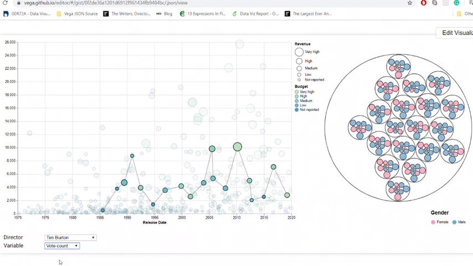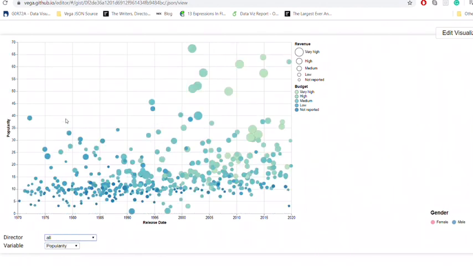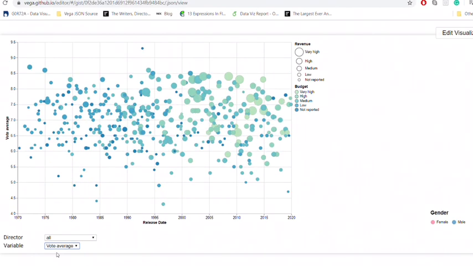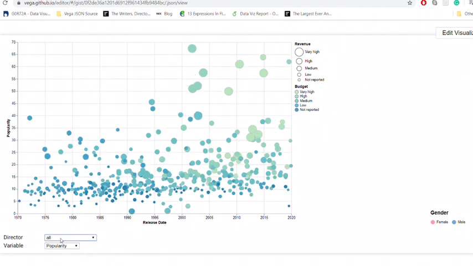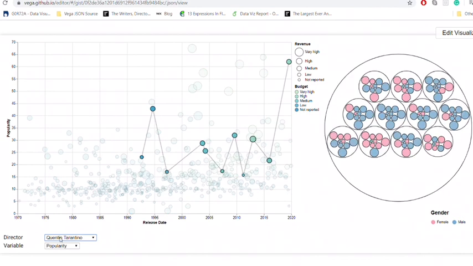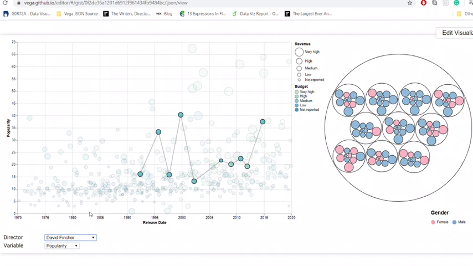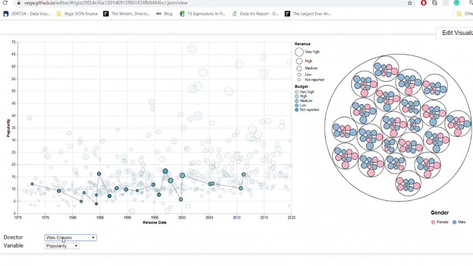This visualization pinpoints that recent movies are more popular and have more votes. However, the average rating of the movies does not exhibit this tendency. In addition, we see some difference between the filmographies of different directors. For example, the filmographies of Quentin Tarantino and David Fincher tend to be more popular than Wes Craven's or David Lynch's.